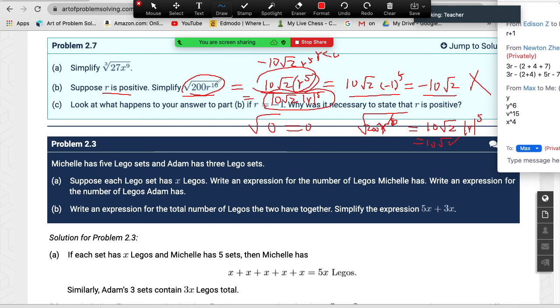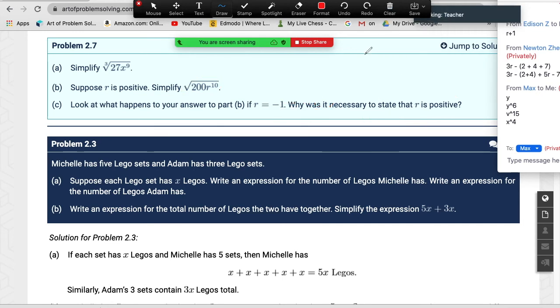That makes sense. But when you write this one as 10 root 2 times r to the power 5, you suppose r is greater than or equal to 0. If r is less than 0, you should not write this one anymore. You need to use the absolute value of r. Okay? This one is a little bit tricky.